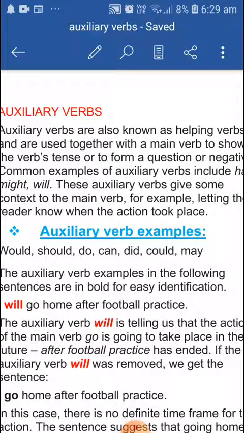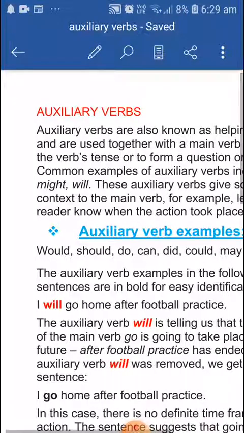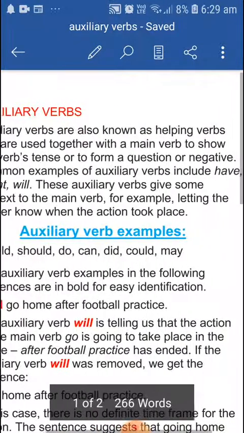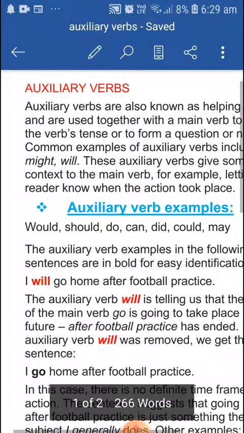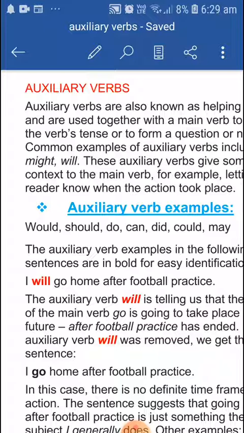Now, let us see some examples of common auxiliary verbs. Common auxiliary verbs include words like might, will. There are certain other examples also. Let us see some more examples. Would, should, do, can, did, could, and may. These are some more examples of auxiliary verbs. Now, let us see some examples in the form of sentences.